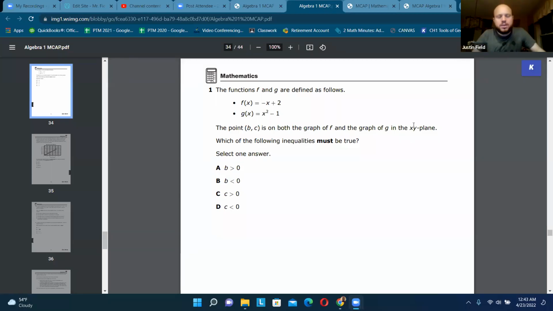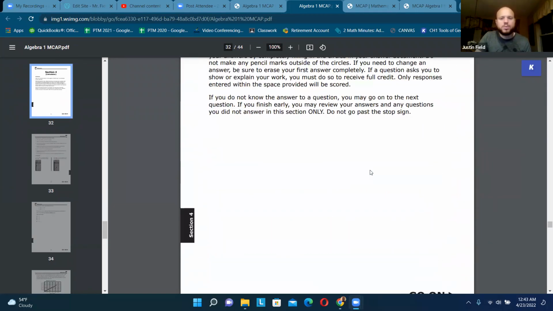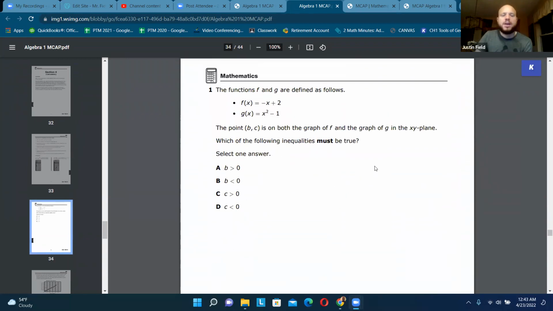Okay, so welcome to part 4, section 4 of the Algebra 1 MCAP practice test. There are 3 types of questions on this test. There are the easy ones, the problems with no word problems. Then there are the ones that are veiled, like they would be easy, but they ask the question in a confounded way to make it more difficult. And then there are the word problems that you really have to think through. So just keep that in mind.